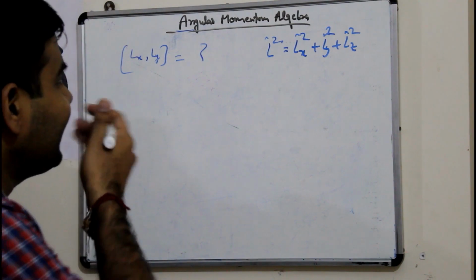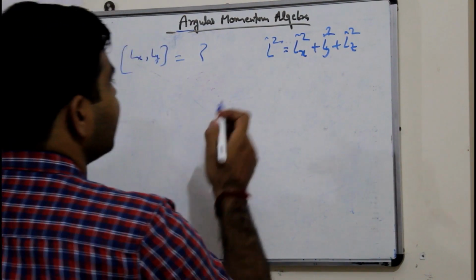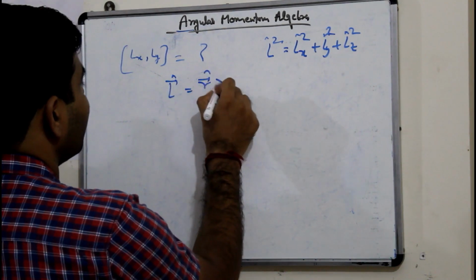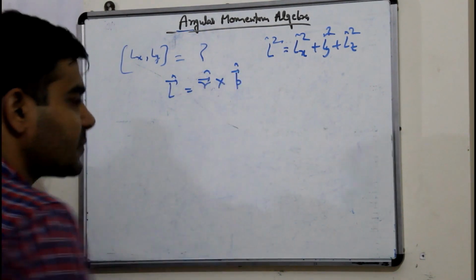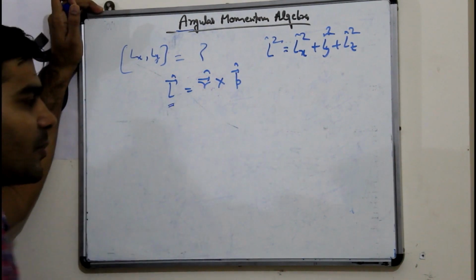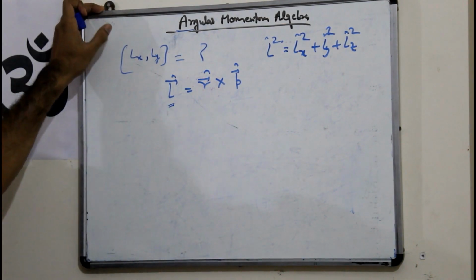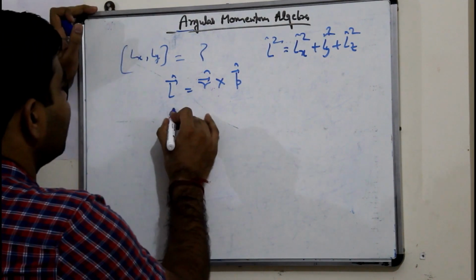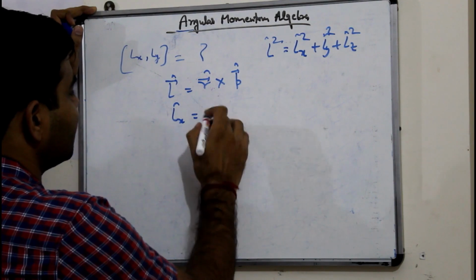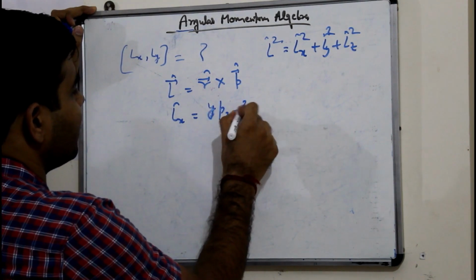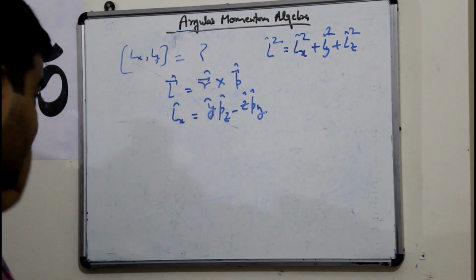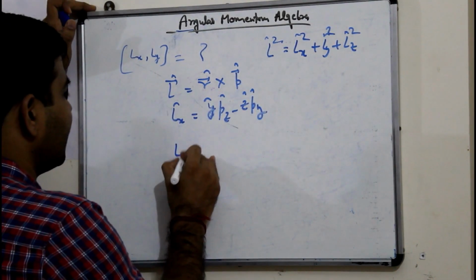Okay, and we also notice that L, which is equal to R cross P hat, is a Hermitian operator. How do we know that? Because if I start, for example, with Lx hat, which I had written as y pz minus z py in operator notation, and take the Lx hat dagger, what is the Hermitian conjugate?